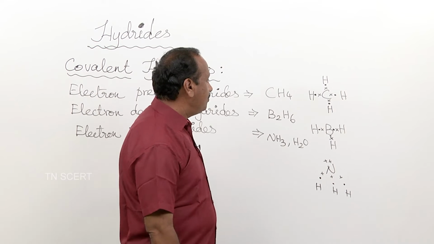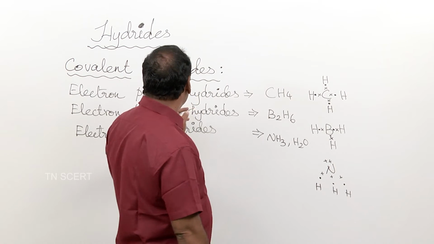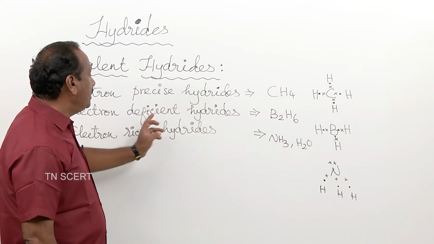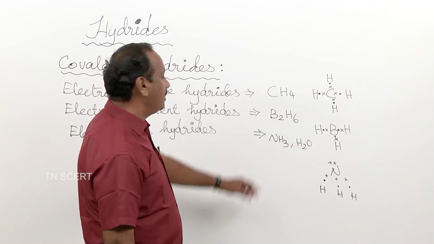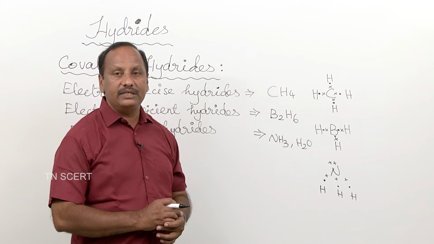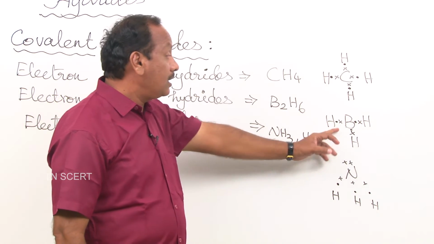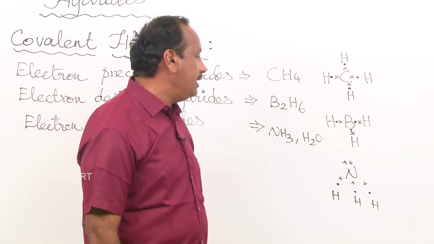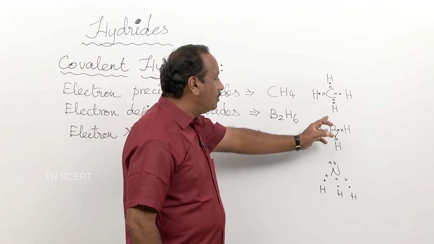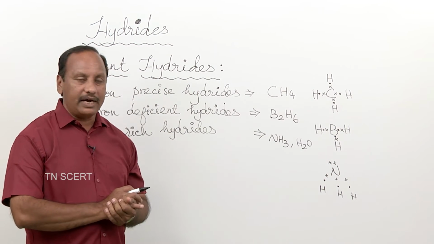So, see the dot formula for methane. Around the carbon atom there are 8 electrons. Therefore, it is an example for electron precise hydride. The next hydride, electron deficient hydride. What is the example for that? Diborane. What is the formula? B2H6. It is the dimeric form of BH3, boron trihydride. In boron trihydride, there are 6 electrons around the boron atom. It is electron deficient. Therefore, diborane is an example for electron deficient hydride.